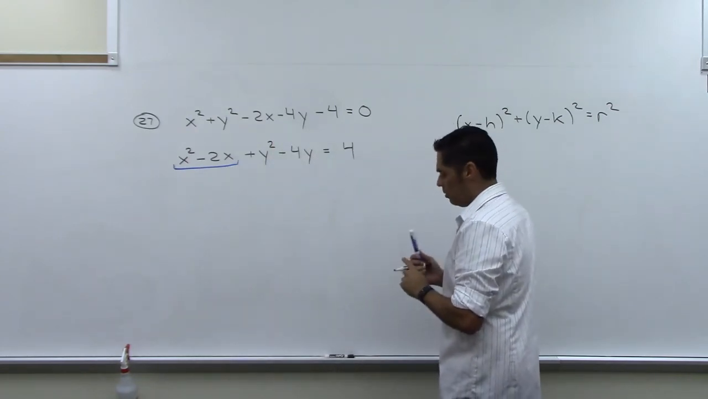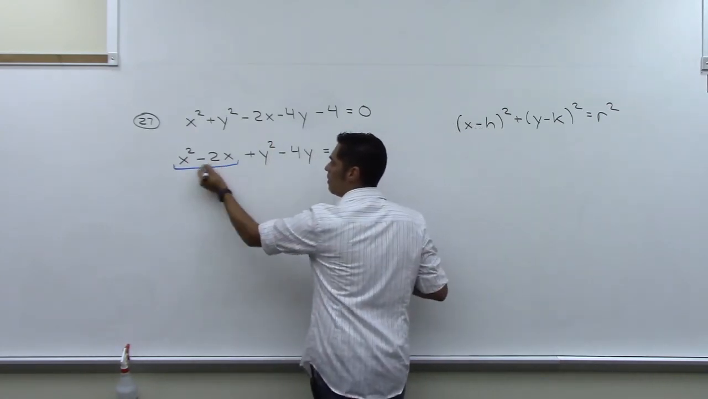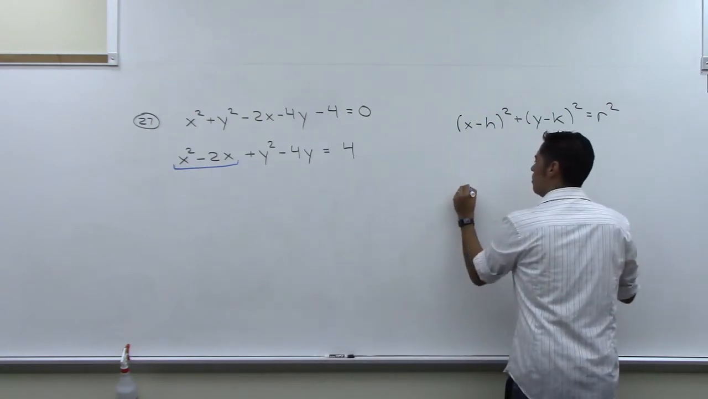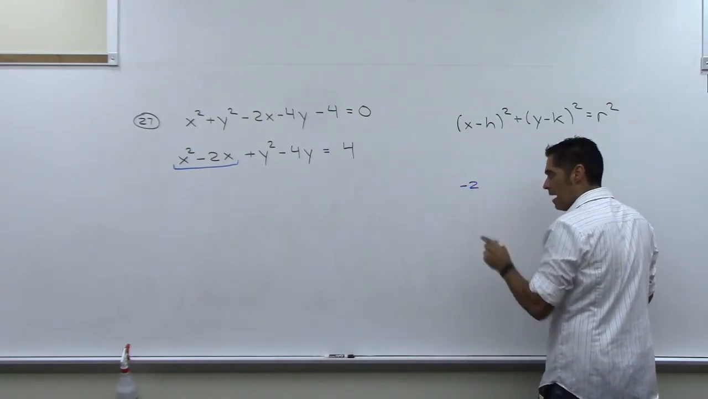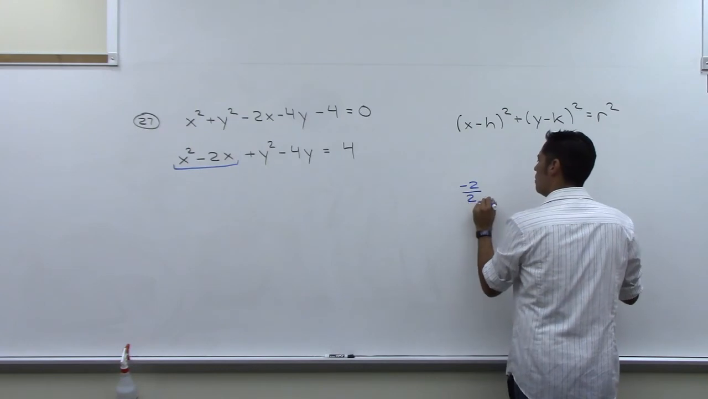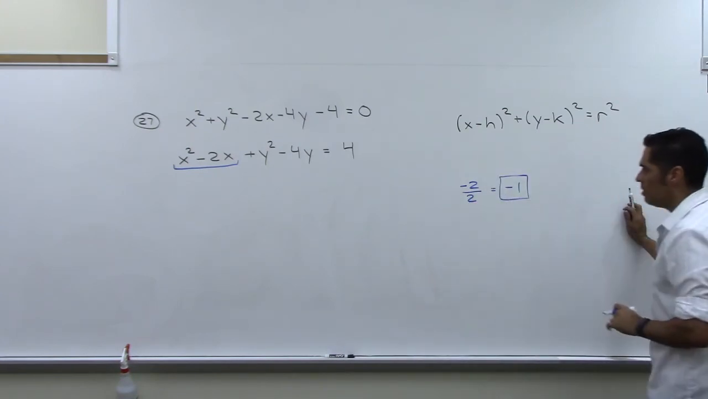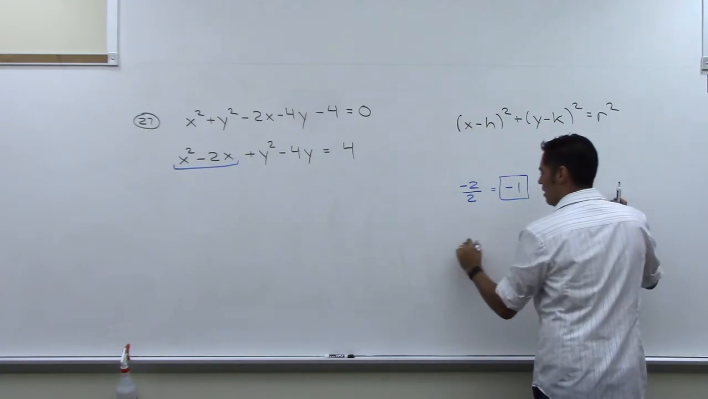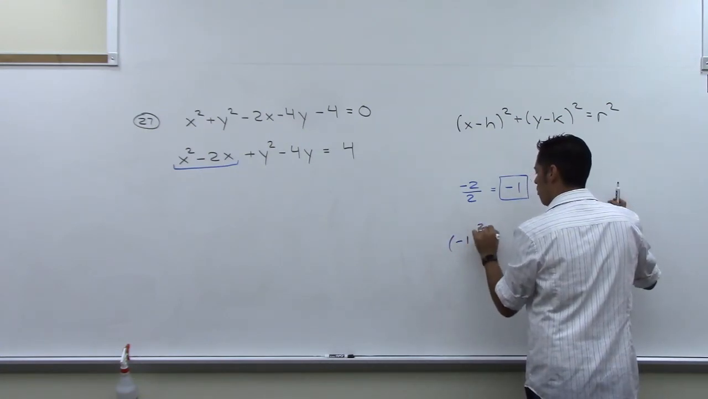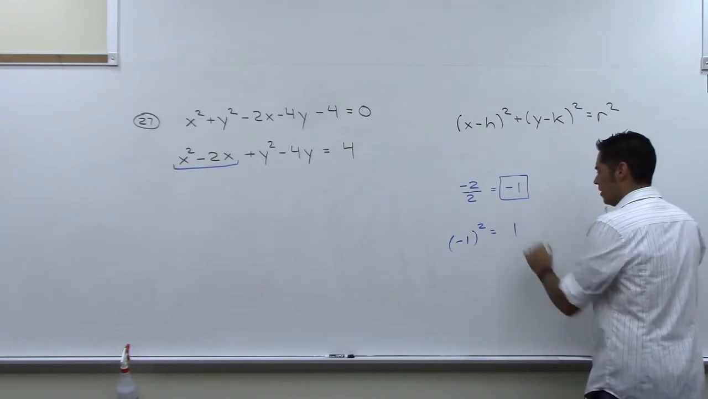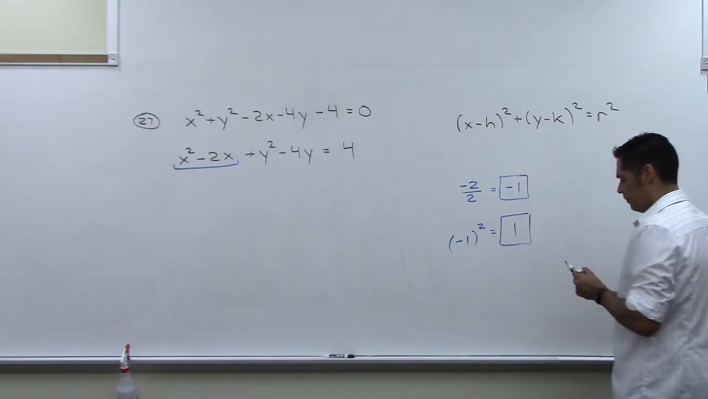So what I do to complete the square is I take the number in front of the x, which is negative 2, and I take half of it, always. So I divide by 2, and this gives me negative 1. Okay, that's one of my numbers I'm going to use. And then I take that answer, negative 1, and I square it, and I get 1. This is my second kind of magic number.